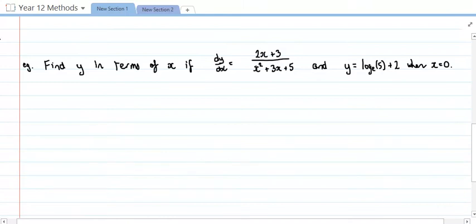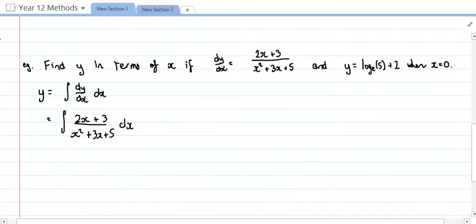Now, as I said, this is a really extreme example, and I probably wouldn't expect to see too many questions like this in methods, but I'm doing this just to highlight how it sort of works. So we again know that y is equal to the antiderivative of dy dx with respect to x, which in this case is the antiderivative of 2x plus 3 over x squared plus 3x plus 5 with respect to x. So again, as I said, that there is the derivative of the denominator.